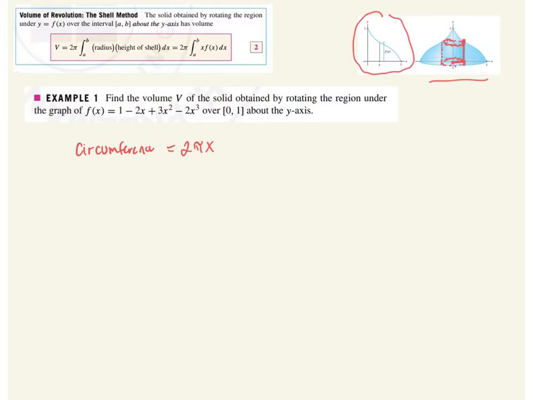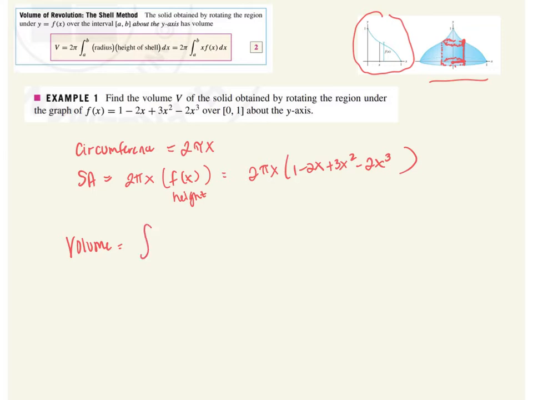And then our surface area, we're really thinking about what's the surface area of that one shell. If we can come up with the surface area of one shell, then we can find all of them through integration. So our surface area would be 2 pi x, right, the area of the circumference around, times the height. And the height in this case is f of x. So this would be the same as having 2 pi x times 1 minus 2x plus 3x squared minus 2x cubed.